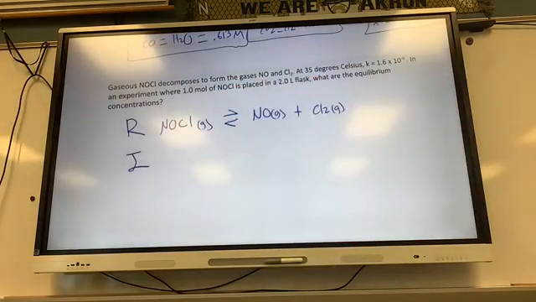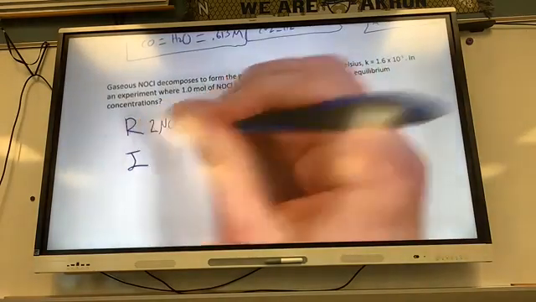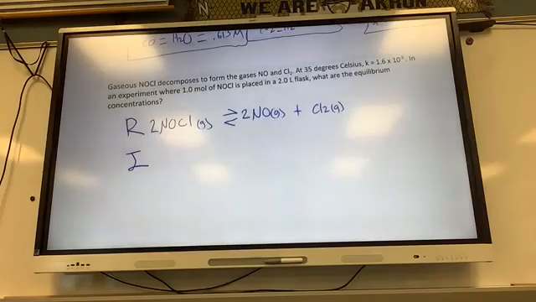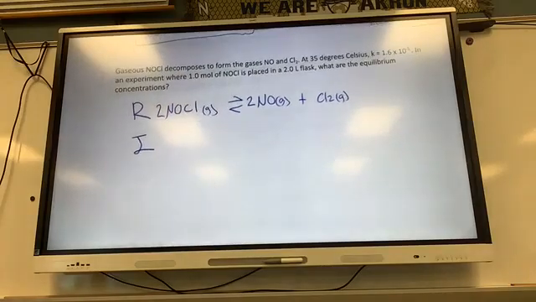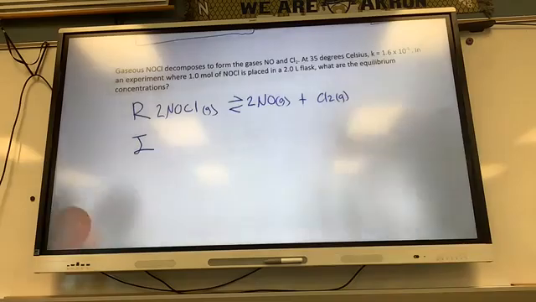Initial. Yeah, probably should balance it. I got 2 here, 2 here, 2 there. That look better? That's actually super important because that's going to affect our ICE table. Okay. So, do I know which way this is shifting? Yes, I do. What type of reaction is this? It's decomposition. So which way is it shifting? To the right.